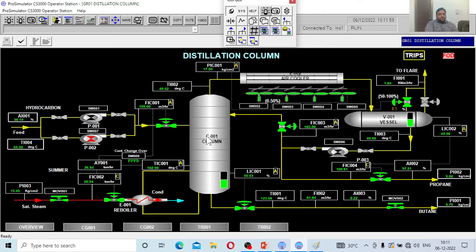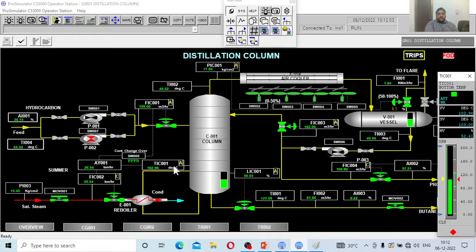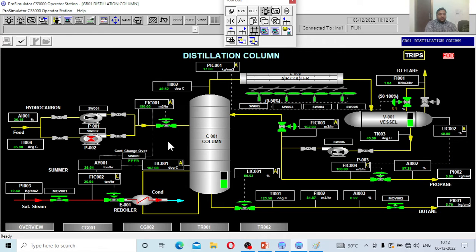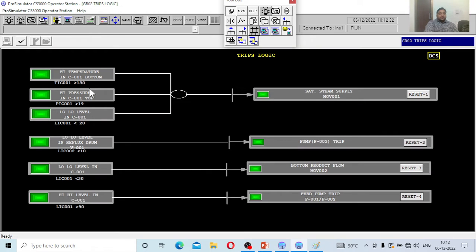Imagine this is called the C001 column, and this is the TIC 001 indicating the temperature in the reboiler, and there are different aspects. So there are some trips that are designed for the pumps to go off for the safer side. Let us see what trips are given. See, whenever it is MOV 001, that is the steam supply. Okay, when the steam supply goes off, there are three conditions.